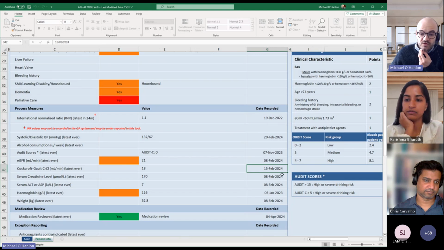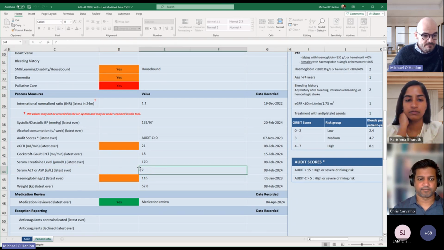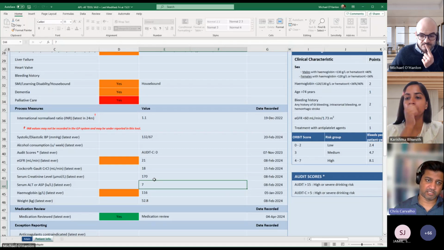Certainly from a development point of view, we can look into potentially filtering based on that. Something we can certainly look into. For LFT information, we bring up the latest ALT or AST in here as well. And so there's an option to be able to see for individuals where their last one was done.